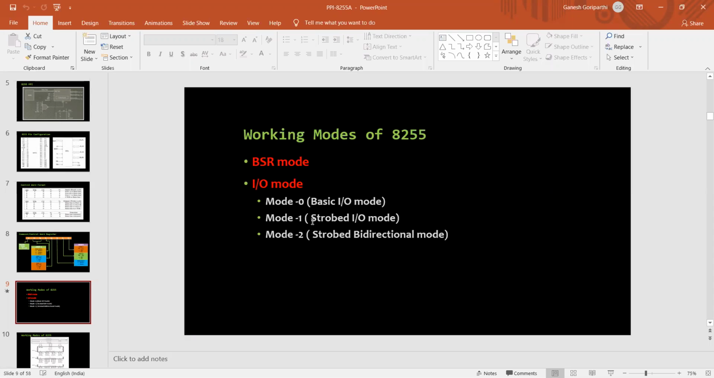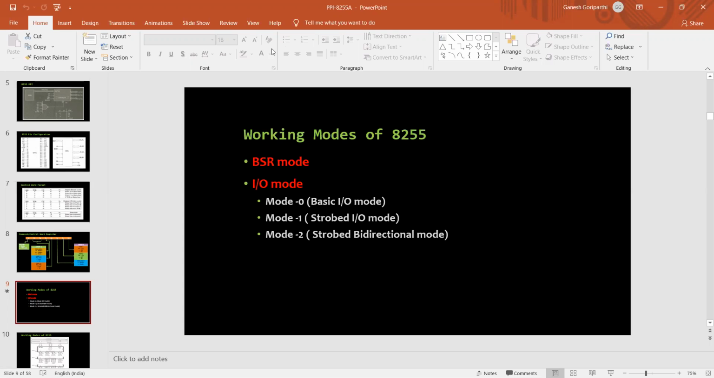And coming to mode 1, you will have strobed IO mode. Strobed IO mode means you will have the ports acting as either input port or output port, and also they will be providing some control signals. And mode 2 will be having strobed bidirectional mode. And this mode 2 can be restricted.